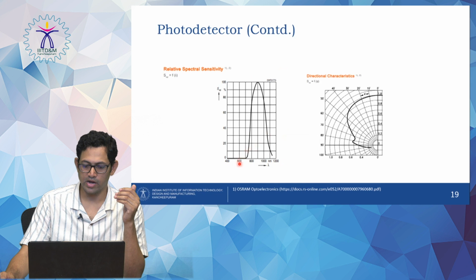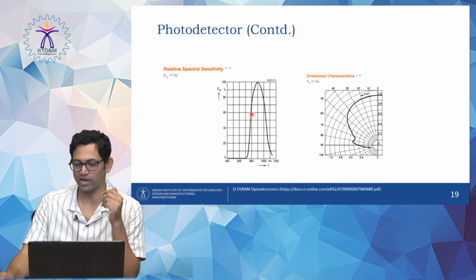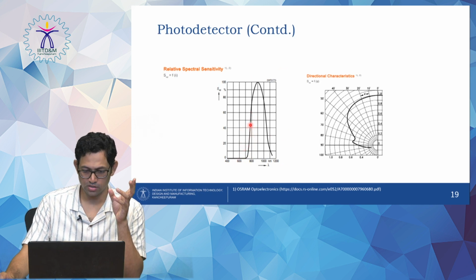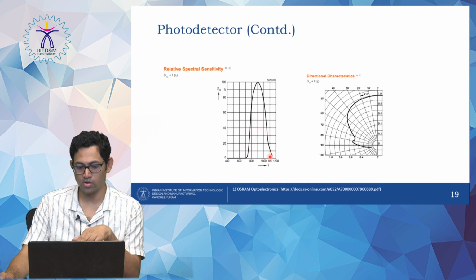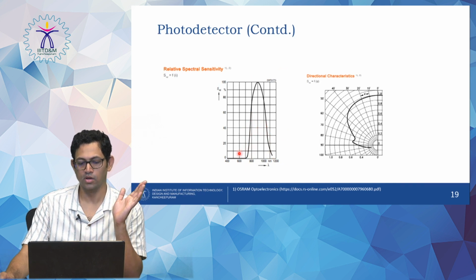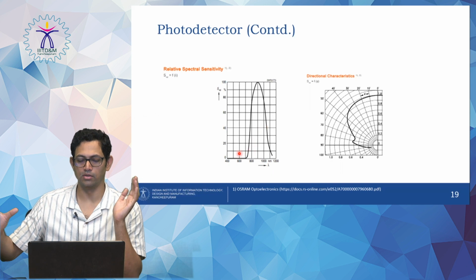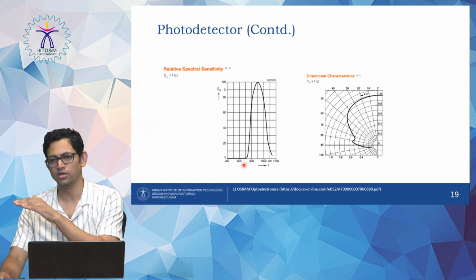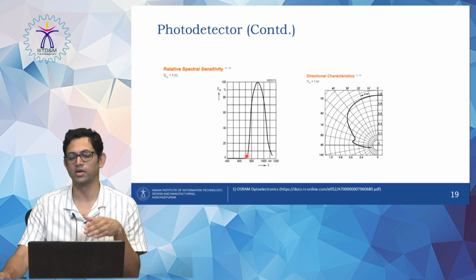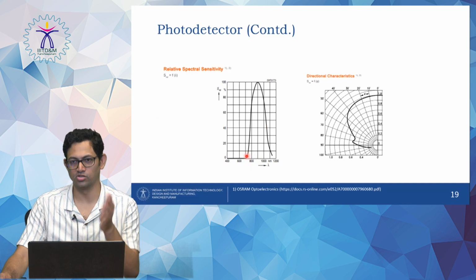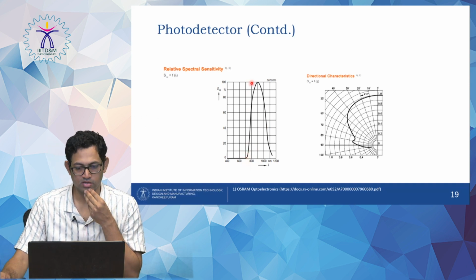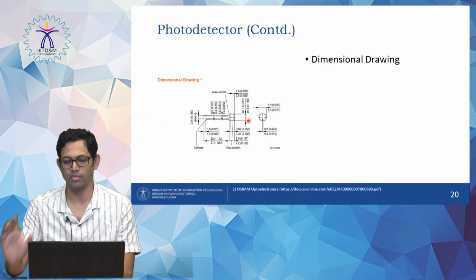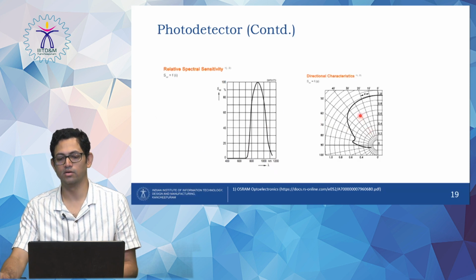Over here, as I was saying, it has a full width half maximum starting at around 750 nanometers, and then dying down around 1100 nanometers. You can see over here, this is the relative spectral sensitivity. For lasers and LEDs, we have spectral distribution, but in this case we have spectral sensitivity, because it has to sense as a function of wavelength. Here you can also take the full width half maximum to understand the bandwidth.